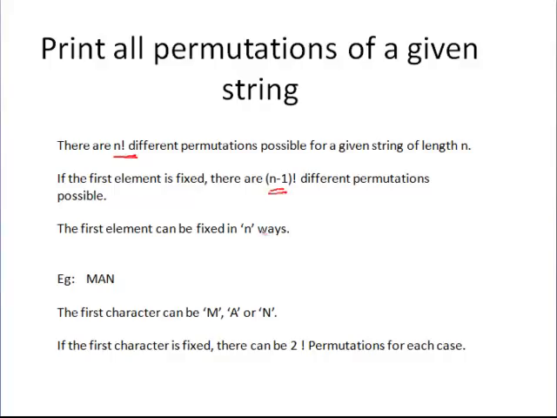The first element can have n different values, that is, it can be swapped with itself or n minus 1 different elements. Let's consider a sample string. Say the sample string is man, M-A-N. Here, m can be swapped with itself, it can be swapped with a, or it can be swapped with n, that is the first, second or third element. So say it swapped with itself, that would yield the string man. If it swapped with the second element, that would yield amn, and if it swapped with the third element, that would yield nam.